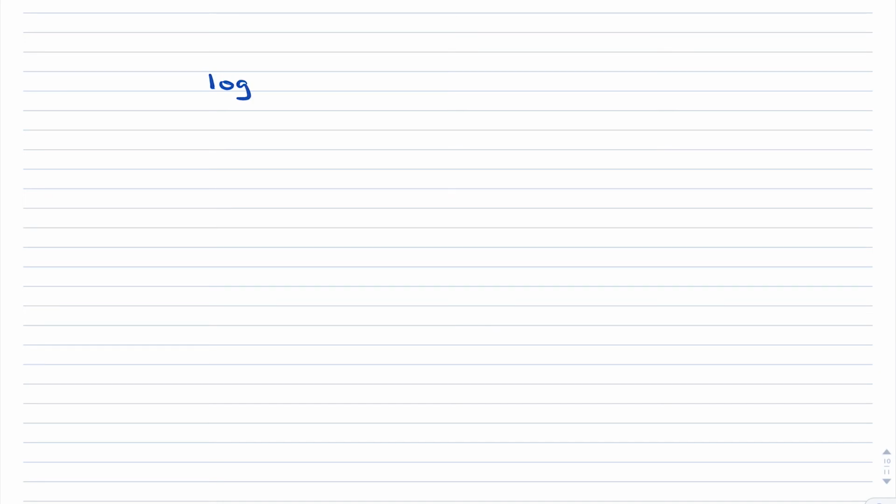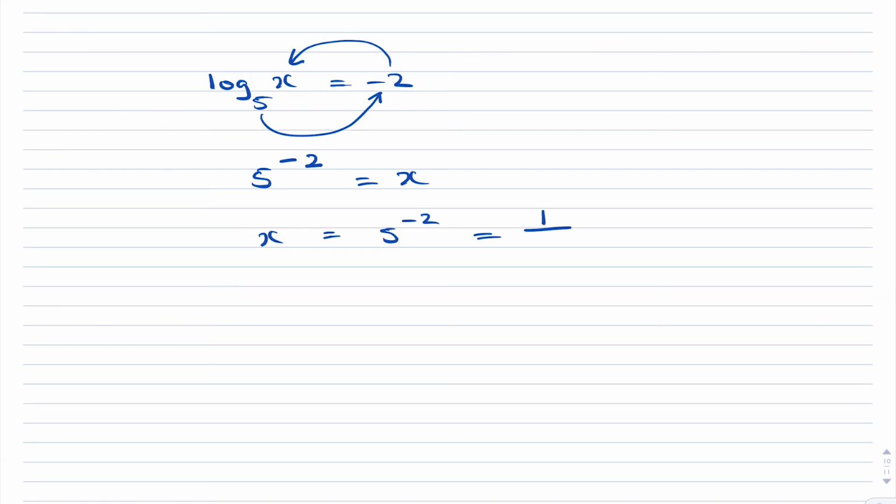Log of base 5 of x equals minus 2. Well, in this case, we just do the same thing again. You raise and equal to that. So that will be 5 to the power minus 2 equals x. And that is x equals 5 to the power minus 2, which becomes 1 over 5 squared, which becomes 1 over 25. So x is 1 over 25.